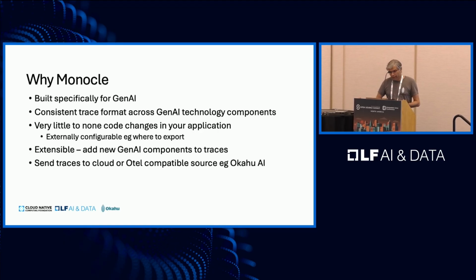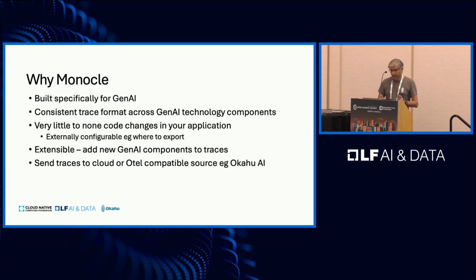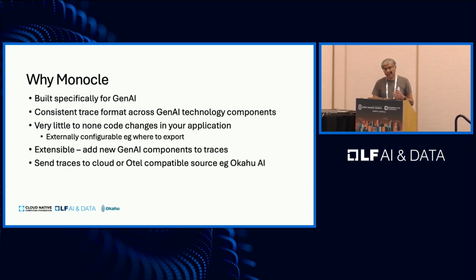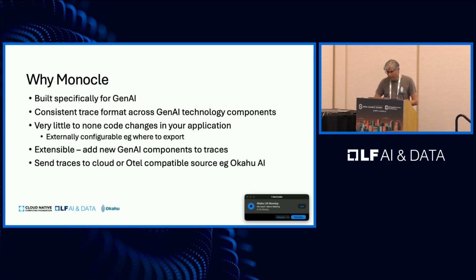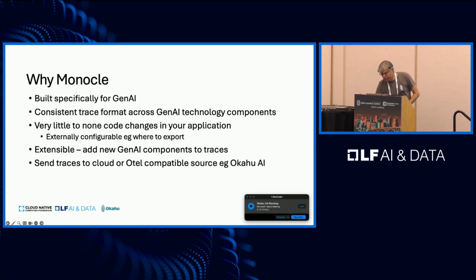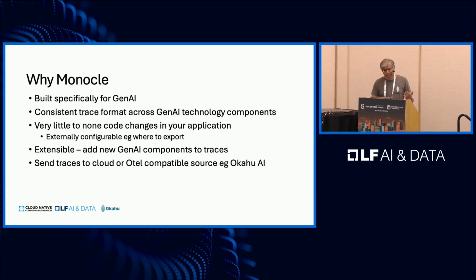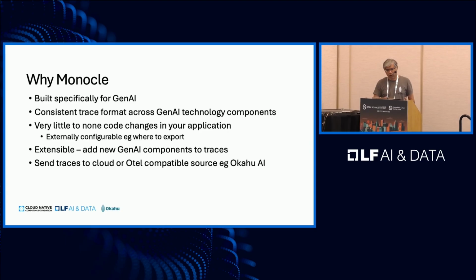So why Monocle? Primarily, it's built very specifically for GenAI. It has its own spec for how the format should look, built on top of the OTel format. So the extra attributes and events that you generate for your GenAI application help you understand how your agents or your AI apps are behaving. It needs very little code change. You can just drop in the library, TypeScript or Python, and add one line, or there's a wrapper that you can call even without making any change in your code to generate the traces.